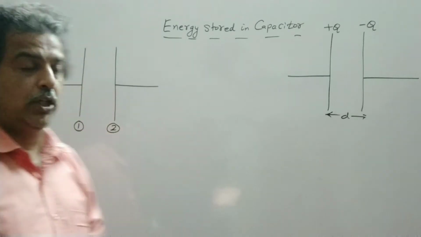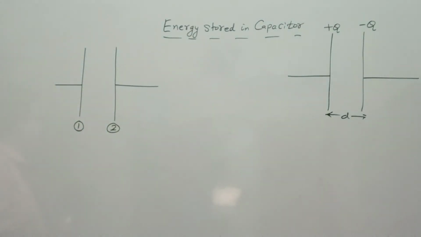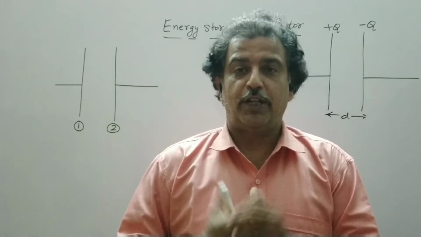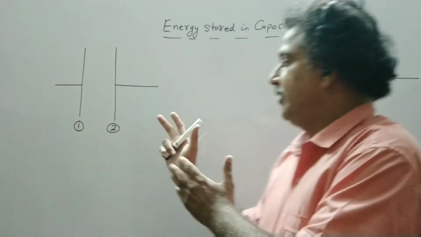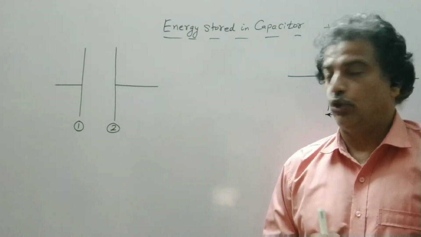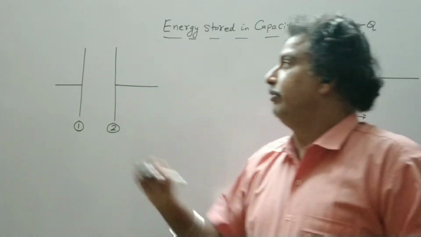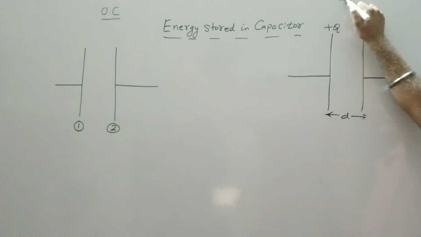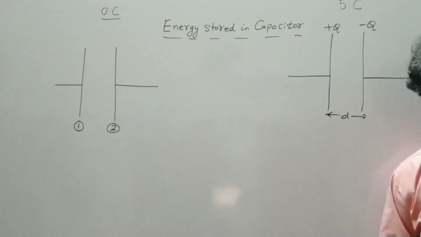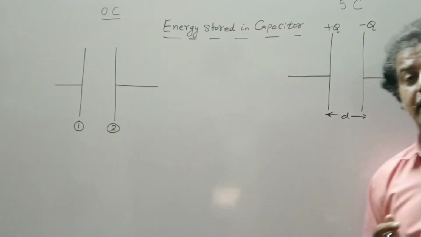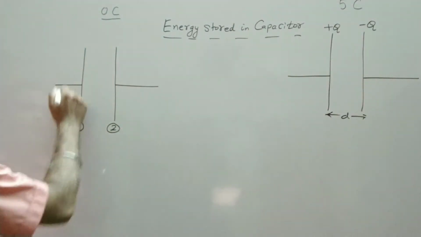So in such a situation, we consider an intermediate situation where we assume some charge is already deposited on the plates of capacitor. For example, initially the capacitor is uncharged, so no charge is deposited on the plate. So we say it is 0 coulomb. And suppose I need to deposit 5 coulomb of charge on the plates of capacitor. So work is required to be done against the electric field, and so we connect a battery.